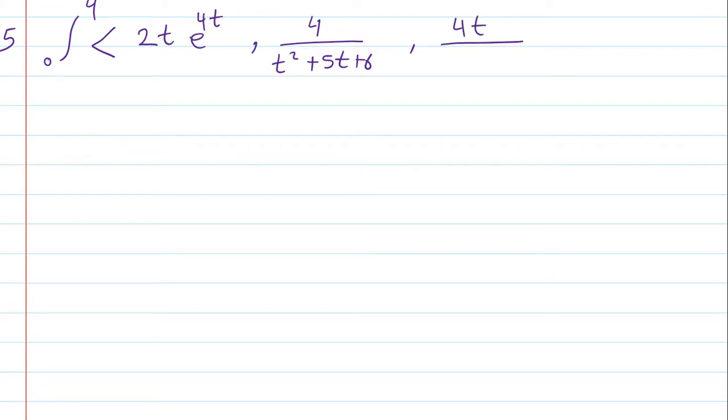Evaluate the integral from 0 to 4 of the vector valued function with first component 2t e to the power 4t. Second component is 4 divided by t squared plus 5t plus 6. And third component is 4t divided by t squared plus 1 dt. As we know, we are going to compute this integral component-wise. So let's integrate the first component. The integral of 2t e to the power 4t. How can we evaluate this integral?